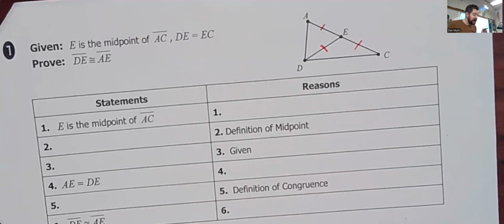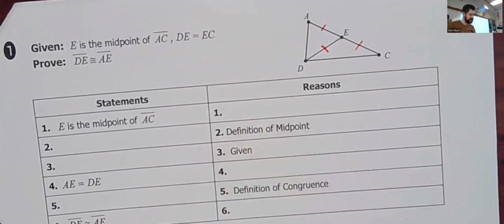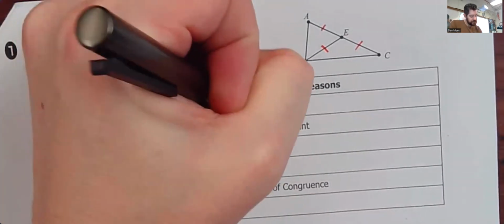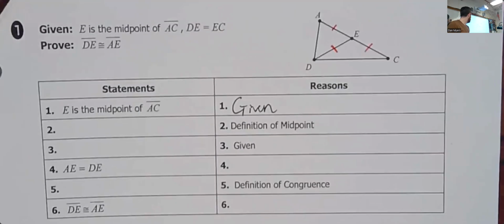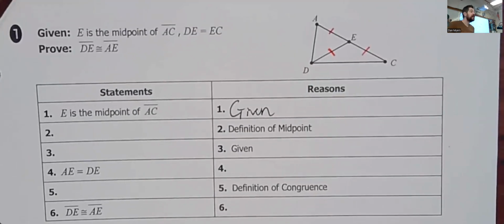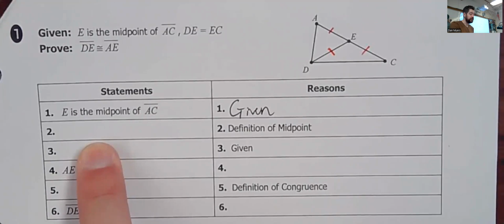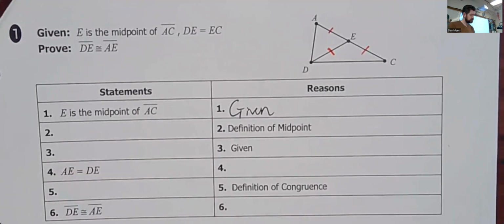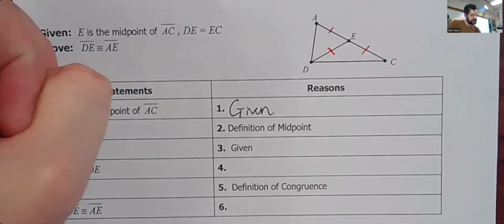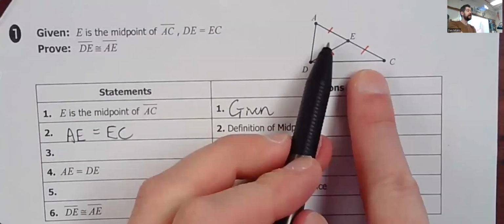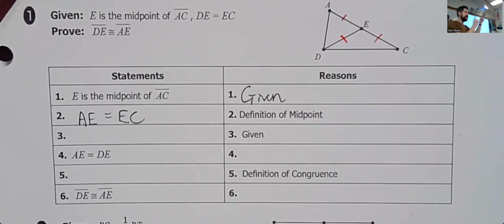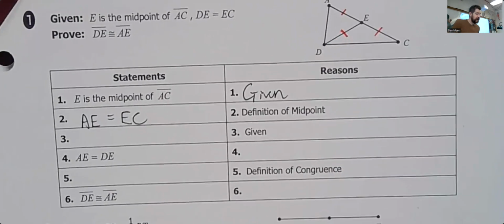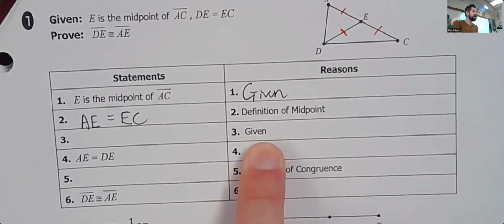All right. What's the reason for number 1? Yeah, because it always is. Now, what does the definition of midpoint give us? Because that's statement number 2. AE equals EC. It's the thing we marked right here. If E is in the middle of A and C, then the two halves, AE and EC, are equal to each other. Now the other one, statement number 3, should be really easy because it says it's given.